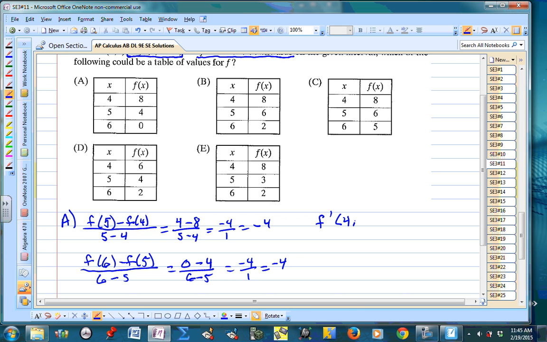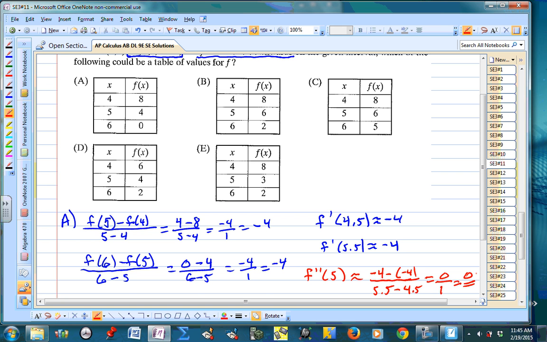So what we've found is that, roughly speaking, f prime of 4.5 is approximately negative 4, and f prime of 5.5 is approximately negative 4. Now, what we can do with this is approximate f prime prime at 5 by using the same difference quotient. So we'll do f prime of 5.5 minus f prime of 4.5 all over 5.5 minus 4.5. Negative 4 minus negative 4 is 0 over 1, which is 0.